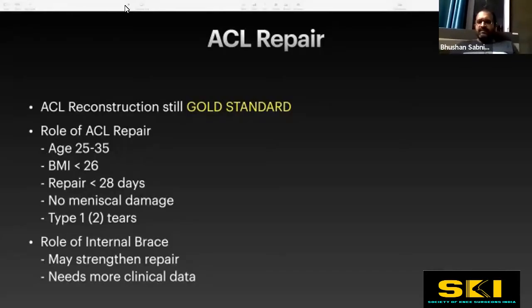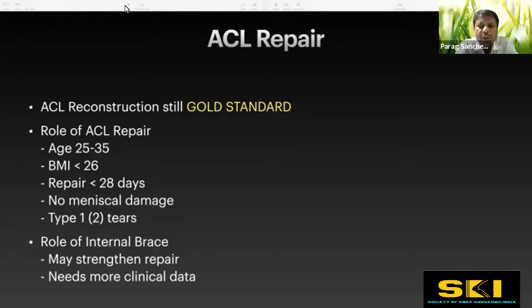Dinsha, I would be happy to hear what is your take on ACL repairs in patients coming to you within less than 3 weeks. So the only time I do an ACL repair is if there's a bony avulsion. I've seen a few of these bony avulsions from the femur. It comes off with a small chip of bone. And I think those are the good patients that I would do a repair for.